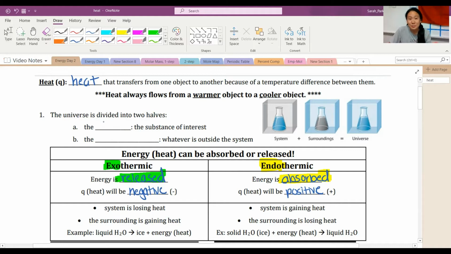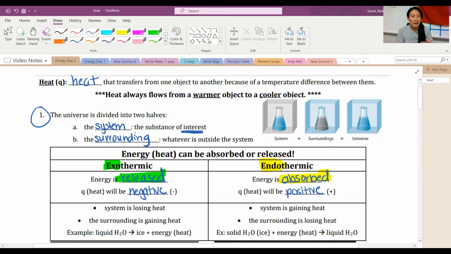Okay, so last time we talked about heat and how it can be absorbed or released. And so we're going to talk about two more vocabulary words that tell us exactly what object has heat being released or absorbed. So the universe is divided into two halves. The one part is called the system. The system is what we're actually interested in, and then the surrounding is whatever is outside the system.